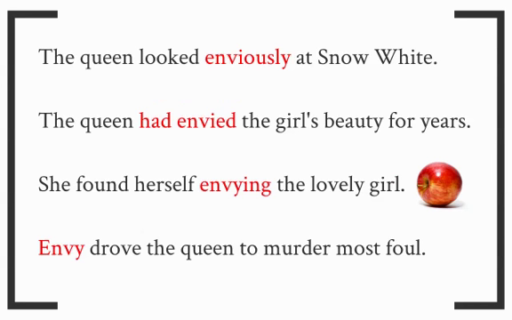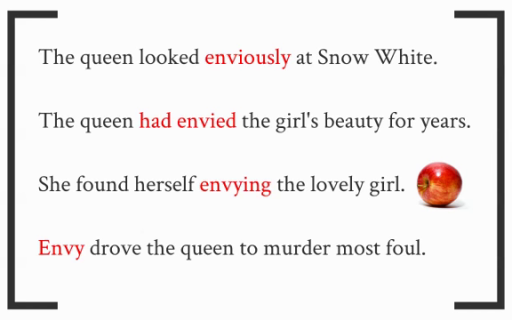I've started off with an adverb, because adjective to adverb, I can add ly, and it works in this case. She looked, how did she look? Enviously. It's an adverb modifying my past tense verb looked. The verb form is actually to envy. The queen had envied the girl's beauty for years. I made it into my participle form. She found herself envying the lover. And then there's the noun form, envy. Envy drove the queen to murder most foul. In this case, envy is the noun and to envy is the verb.